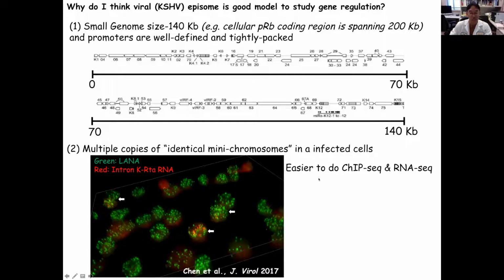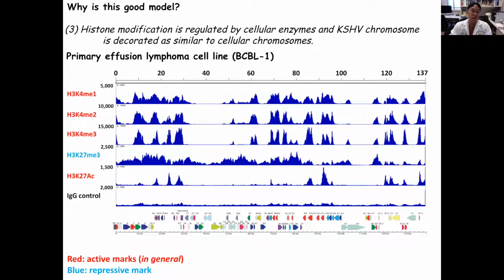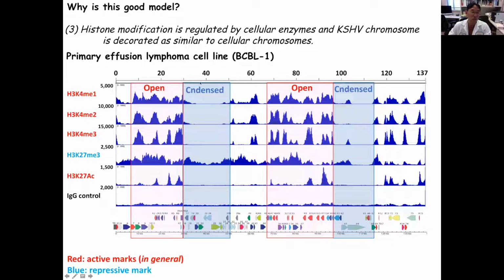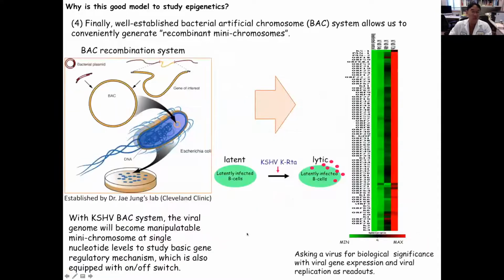So it is very easy to do ChIP-seq because you don't really need to enrich, and you get very good signal, and then we can do RNA-seq. Another thing is that the viral chromatin, the episome, is modified similarly to the human chromosome. These CUT&RUN studies show some of the active histone marks and the repressive marks. As you can see, the condensed regions have H3K27 methylation, and the open chromatin regions have active histone marks. It's very nicely decorated.